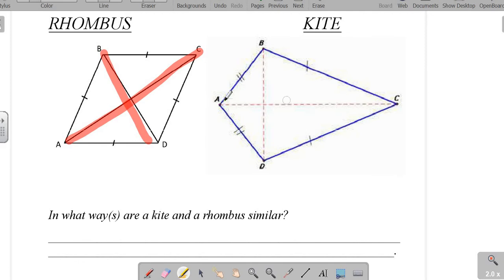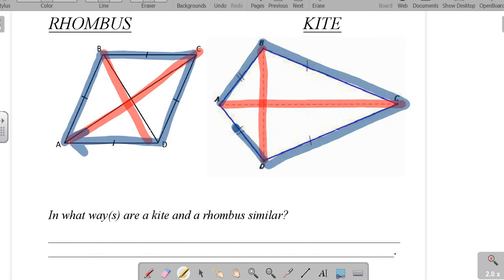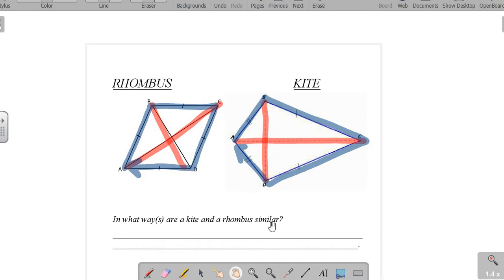Now on the right-hand side, I'd like you to trace the diagonals of a kite. Trace the outer sides of the rhombus. Trace the outer sides of the kite. Once again, I'm not going to do this for you.